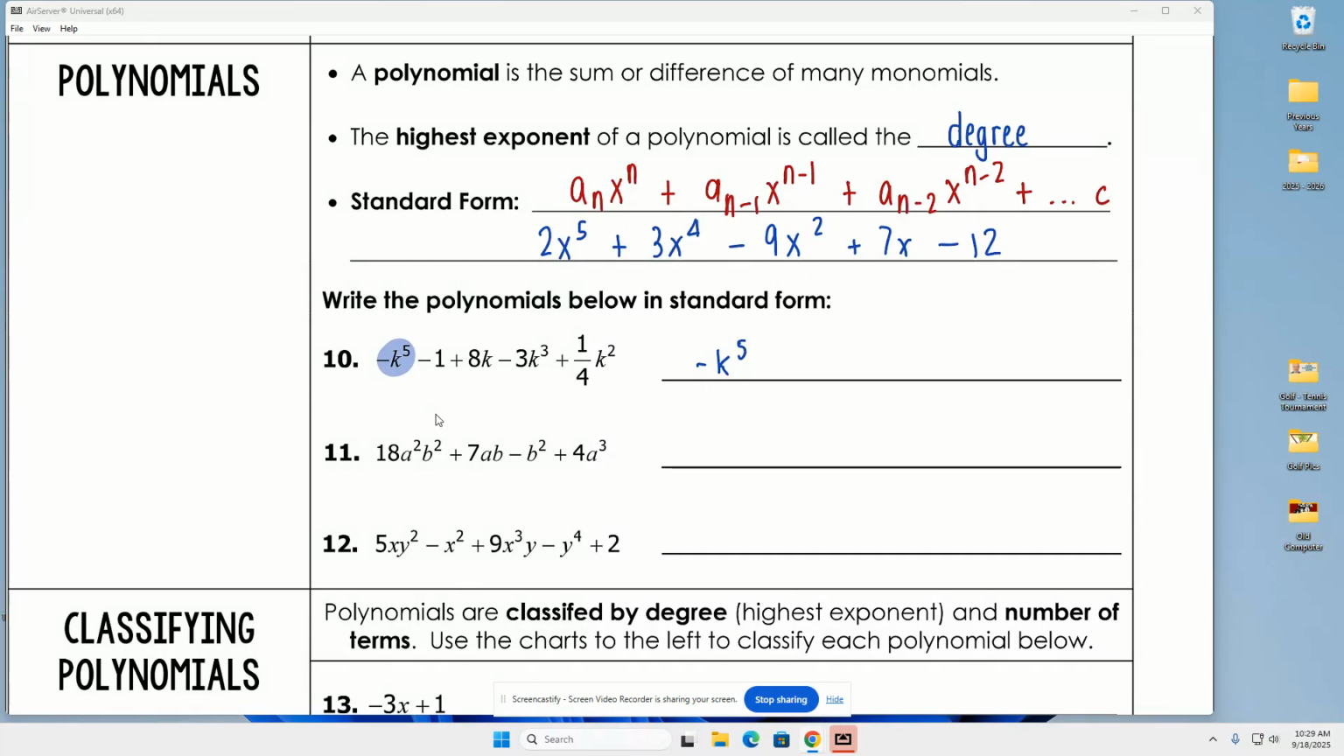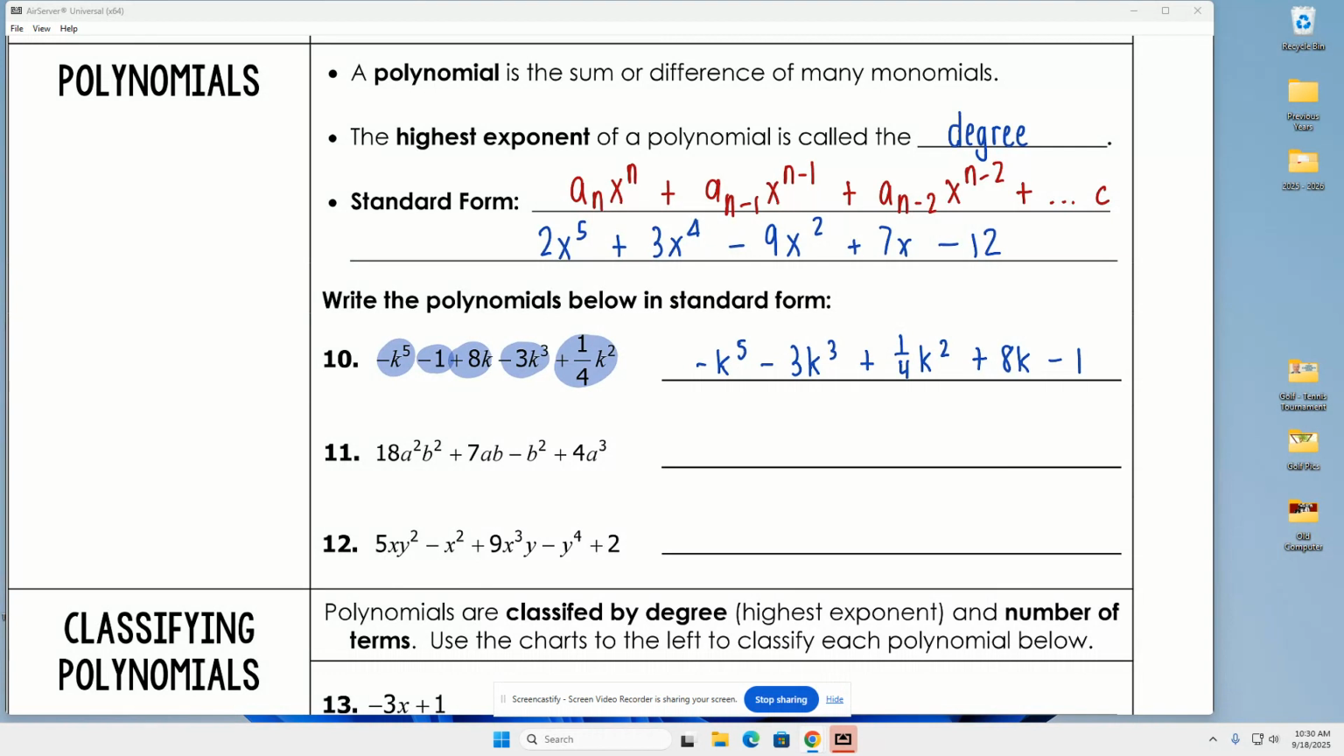Y'all want to say yes or no? Y'all see a 4? No? Do you see a 3? Then that has to be next. Negative 3k cubed. Do y'all see a 2? Yep, plus 1/4 k squared. Do y'all see a k just alone? So it's got to be plus 8k. And we work our way all the way down to where we have no more k's, which do we have a constant? Negative 1. Now, this polynomial is in standard form. This is easy, right?